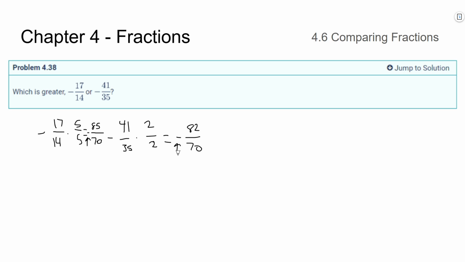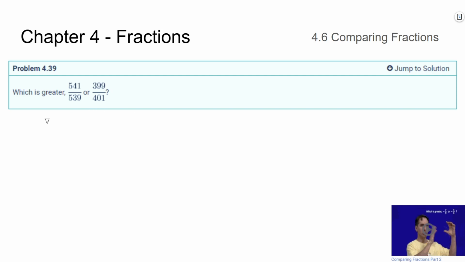And you know that's something like negative 82. If we just ignore the fractions, negative 82 would actually be larger than negative 85, and it's the same case for these fractions. So negative 82 is actually farther to the right on the number line than negative 85. So here, again, if we have 0 here and we have negative 1 and negative 2, negative 1 is actually larger than negative 2, right? So negative 82 is larger than negative 85, which means that negative 41 over 35 is larger.